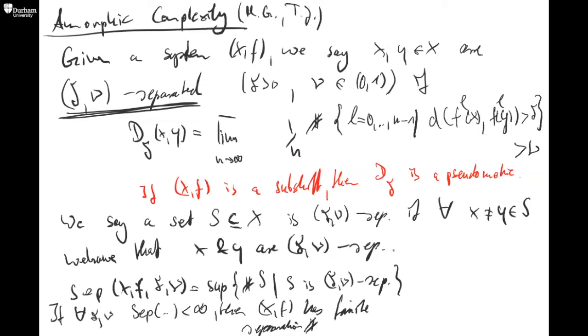because maybe I should recap this before I change the page. So we have introduced the notion of separation for 2 points, which was this frequency by which these 2 points are at a distance delta. We then said a set is delta nu separated if all its points are mutually delta nu separated. And then we introduced the separation numbers as the maximal cardinality of delta nu separated sets, okay? And we assume that this number is finite in order to be able to define now the amorphic complexity.